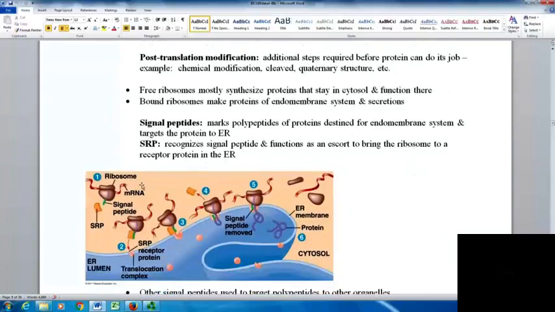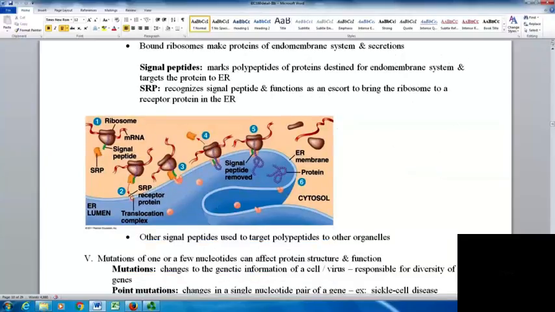The free ribosomes are typically going to synthesize proteins that are going to stay in the cytosol and function there. Your bound ribosomes are going to make the proteins of the endomembrane system and your secretions. You'll have signal peptides that will mark the polypeptides of the proteins that go into the endomembrane system, and it will target the protein to go to the endoplasmic reticulum. The SRP recognizes the signal peptide, and it's going to function like an escort to bring the ribosome to a receptor protein in the endoplasmic reticulum. Here you have the SRP. Other signal peptides get used to target the polypeptides to other organelles.